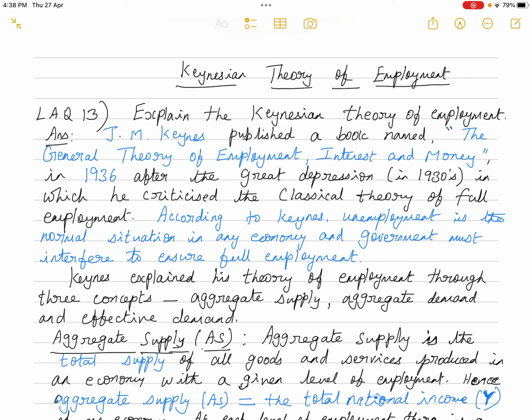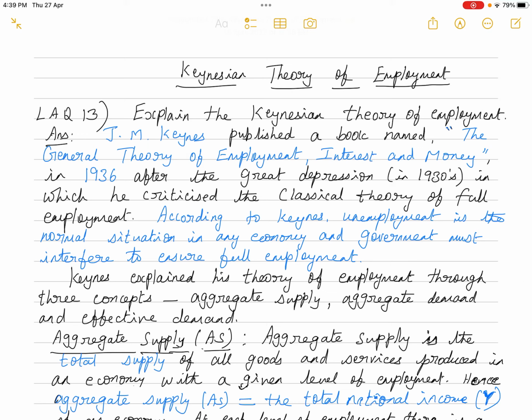Okay. Now Keynes explained his theory of employment through three concepts: aggregate supply, aggregate demand and effective demand. These are called the macroeconomic concepts. These three concepts were introduced by Keynes, and they are called the Keynesian macroeconomic concepts. Now let us check the meaning of aggregate supply, aggregate demand, and effective demand.